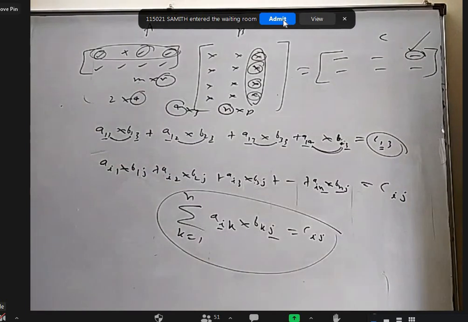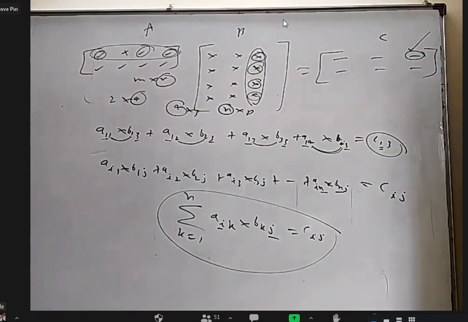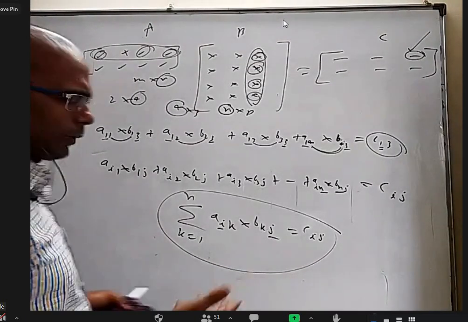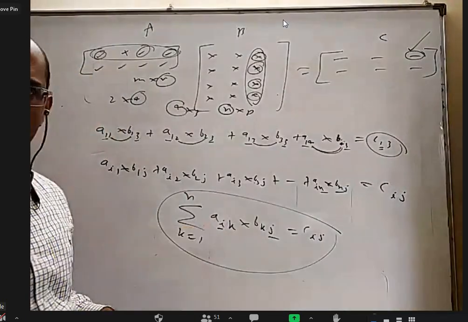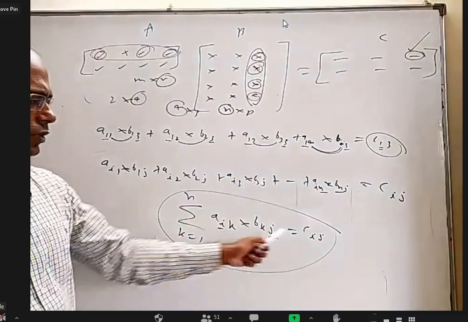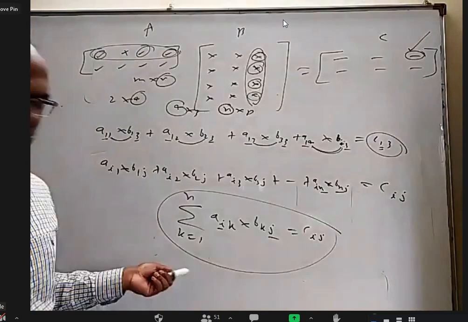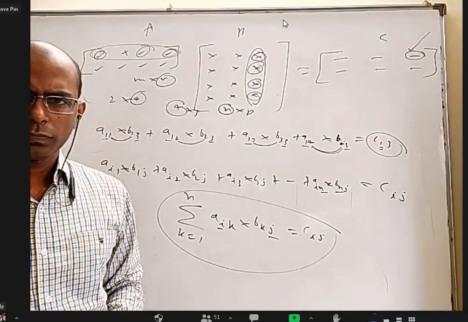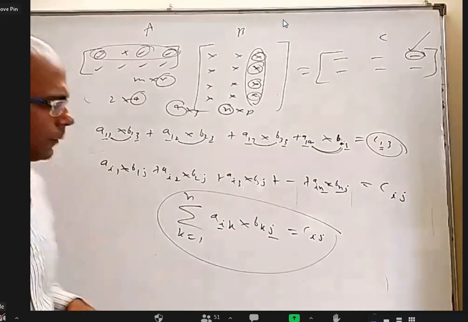Is it okay? Yes, sir. Sigma A_ik into B_kj is equal to C_ij, k equal to 1. Sigma k equal to 1, A_ik into B_kj. That's it. Is it okay?